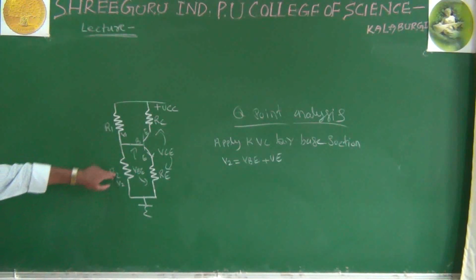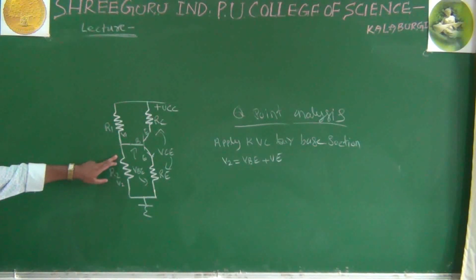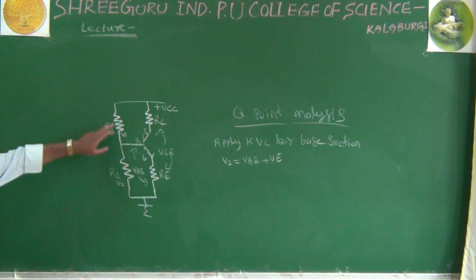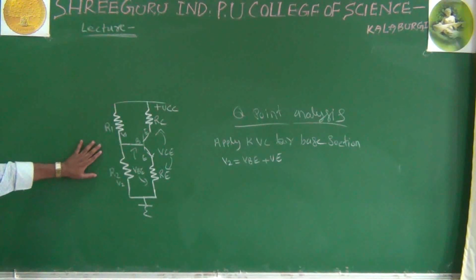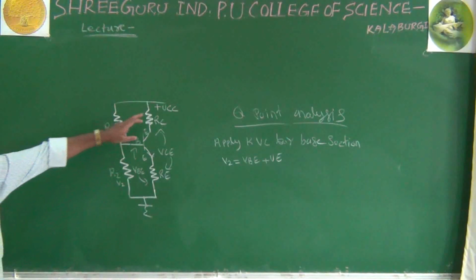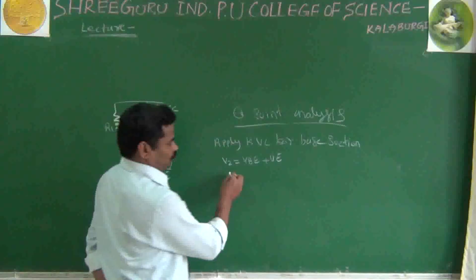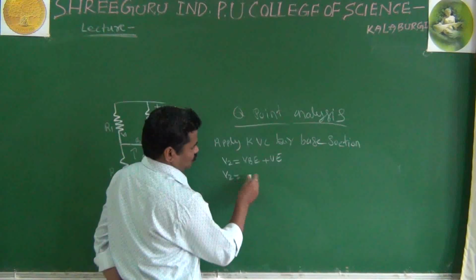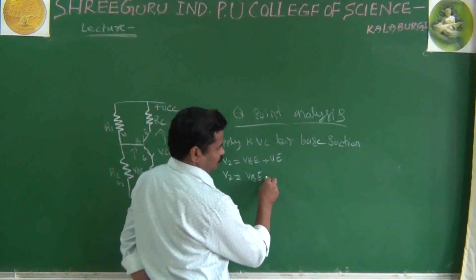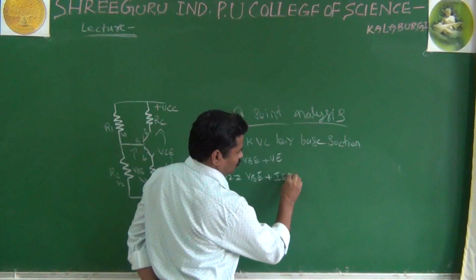By using R1, R2 and VCC, we can divide the voltage. Whatever the voltage drop across R2, that is called your V2, that is called your base voltage. Also, if you want to make the input forward biased, R1, R2, VCC make the input forward bias, and VCC and RC make the output reverse bias. Here V2 equals VBE plus, in place of VE, according to Ohm's law, IE into RE.